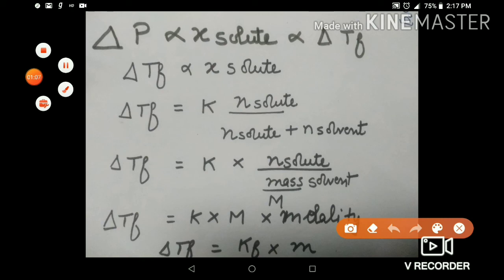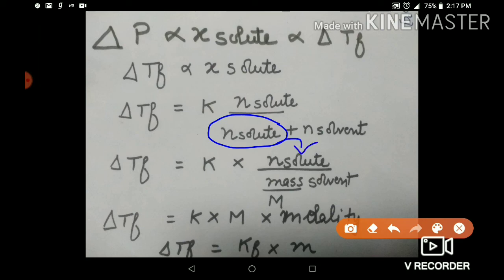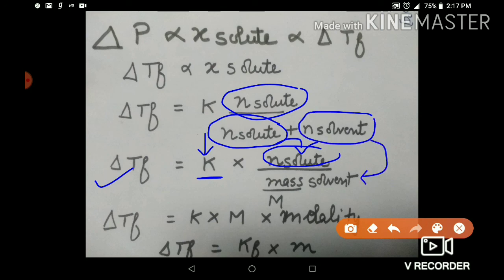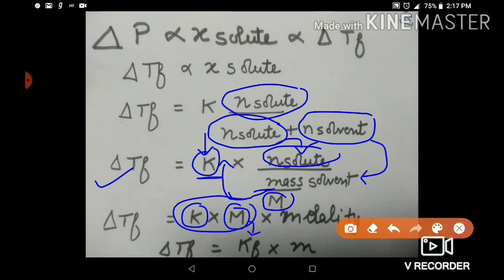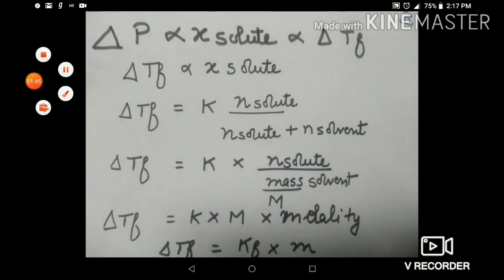Now on neglecting this, delta TF comes out to be K times the number of moles of solute, as it is, and the number of moles of solvent is the mass of solvent divided by the molar mass of solvent. On solving, this goes up, so the mass of the solvent goes here, and we know that the mass of the solvent is also constant. So one constant K into another constant M is one more constant, which I have written as Kf, and number of moles of solute divided by mass of solvent in kg.